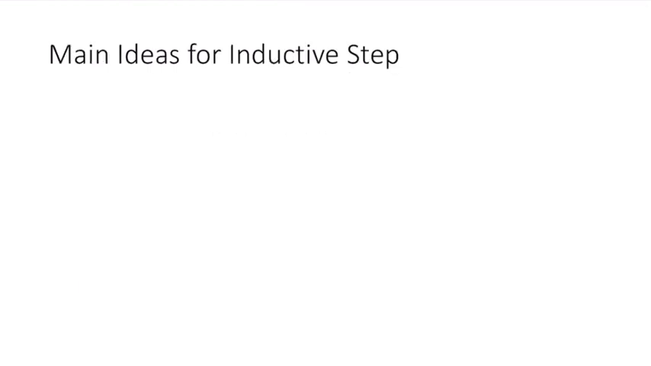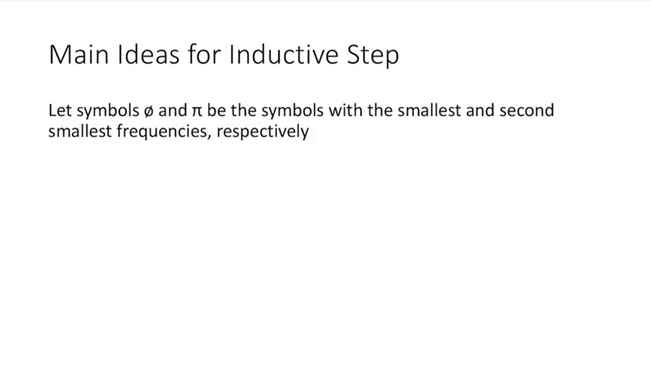For our inductive step, we're going to need two main ideas. And for those ideas, I'm going to introduce two symbols. Let's say we have phi and pi, and let's say that those are the smallest and second smallest frequency symbols available, respectively. So when would those two symbols be combined? Well, if they're the two smallest symbols, they have to be combined in the first iteration.